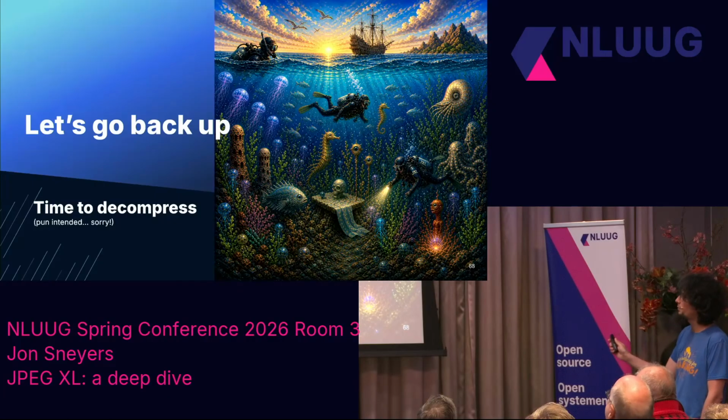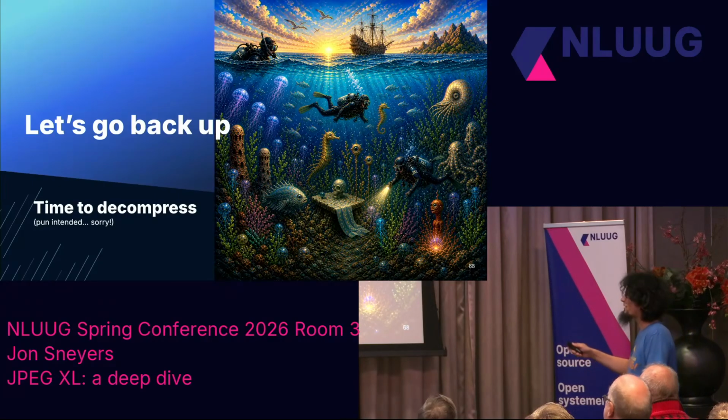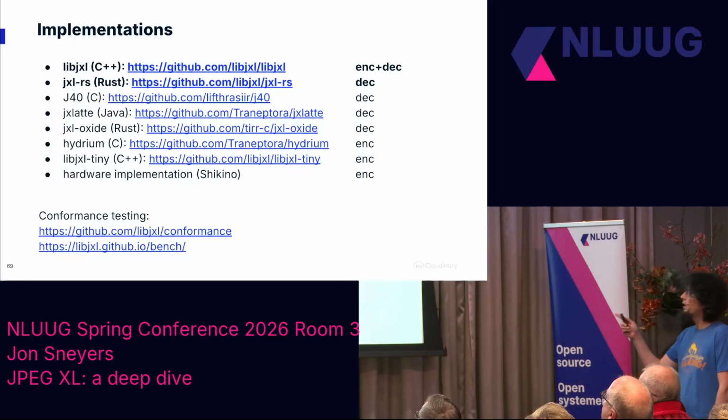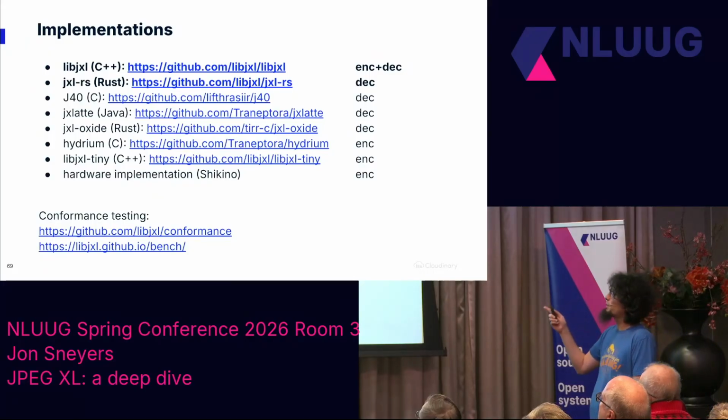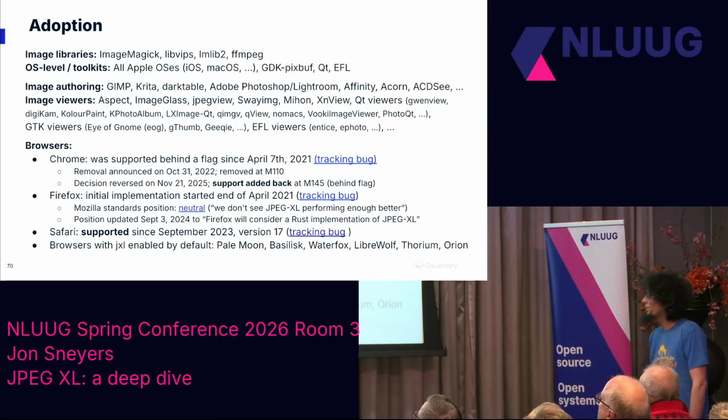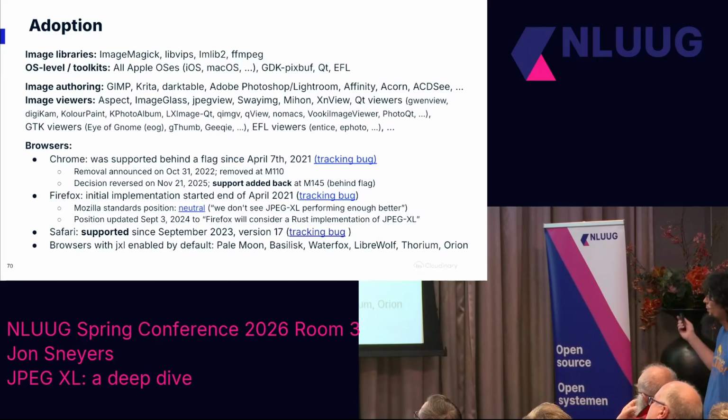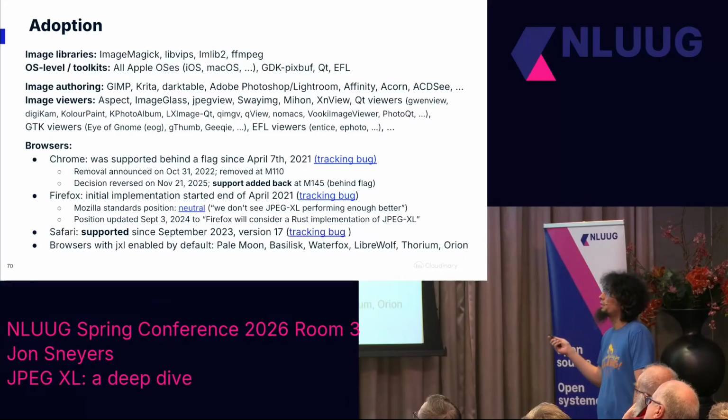Sorry I went so quickly, but you can later look at the slides in a more acceptable tempo. So let's go back up. These are the implementations that currently exist. So the reference implementations in C++ and Rust, and a bunch of independent implementations. In terms of adoption, we're basically in all major software now. So ImageMagick, FFmpeg, and so on, they all have JPEG XL support.